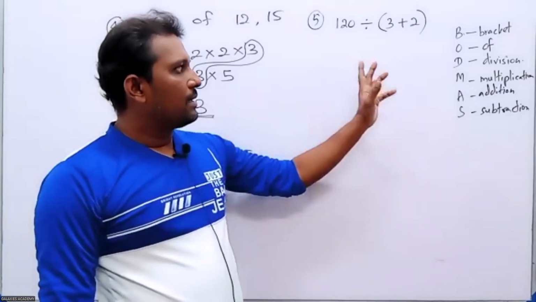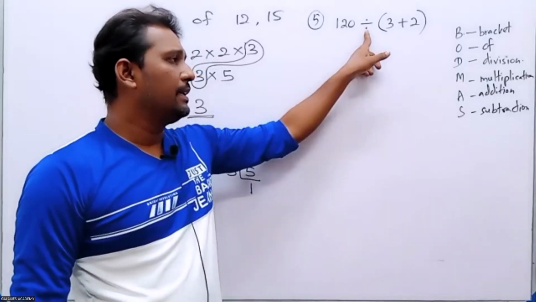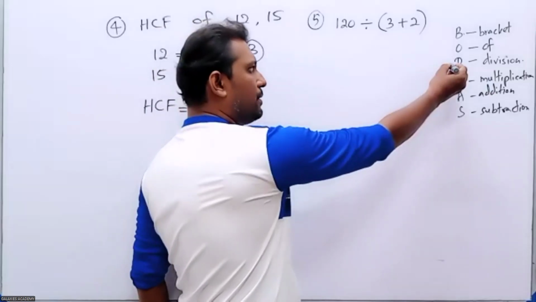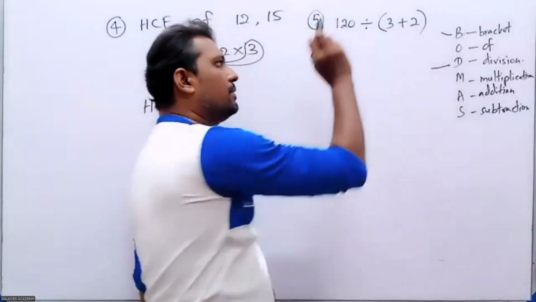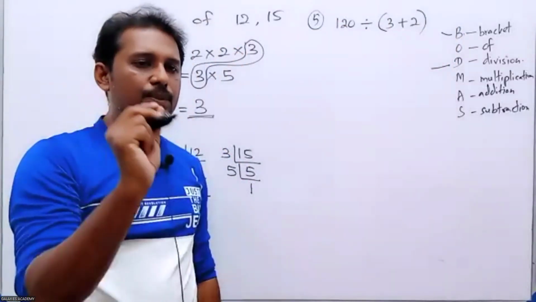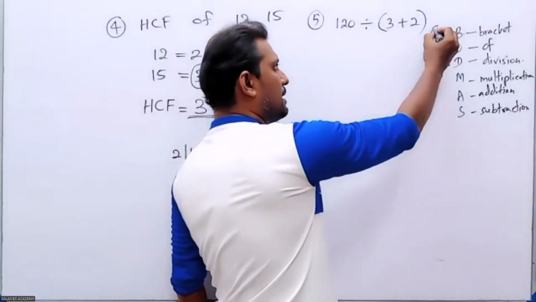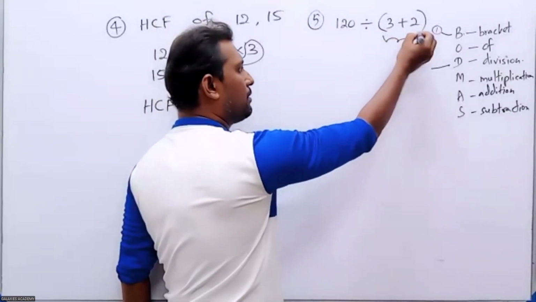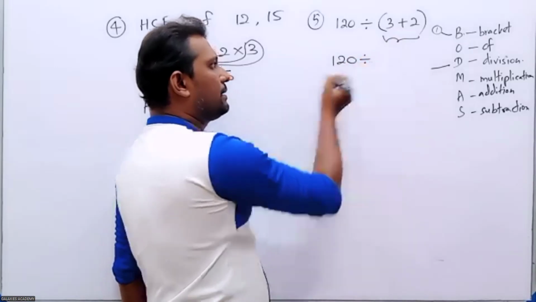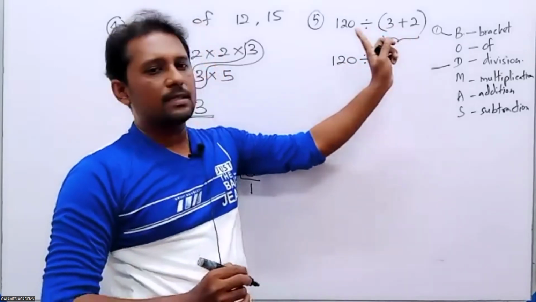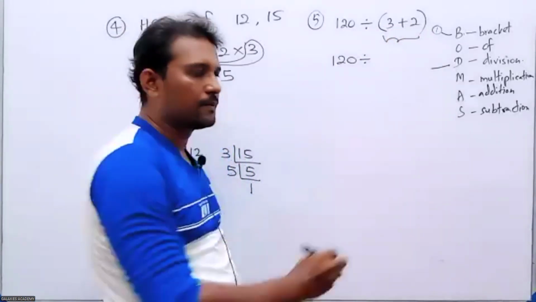Then what are the operations you can see here? We can see division. Division means this one, no? Also, you can see the bracket. Bracket means this one, no? So first you have to simplify which operation? Bracket, right? This is the first step you have to do. That means this part you have to simplify first, right? So 120 divided by, inside the bracket simplify. 3 plus 2. 3 plus 2 is 5.